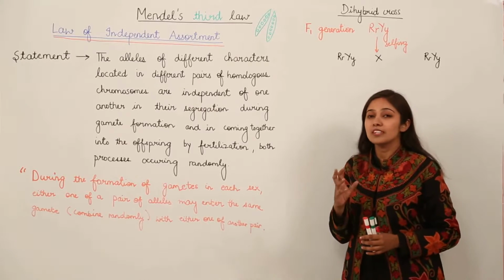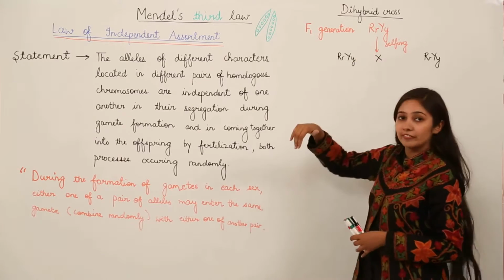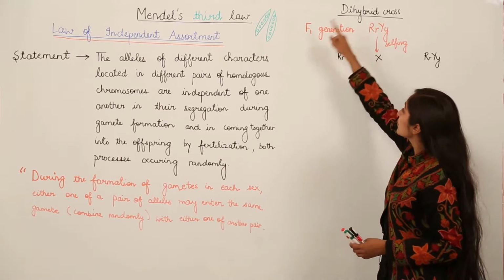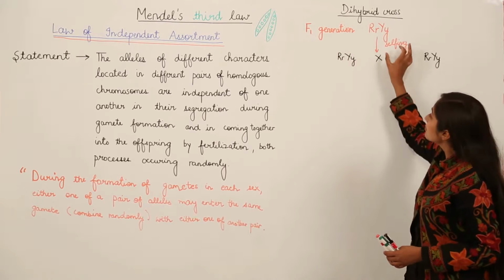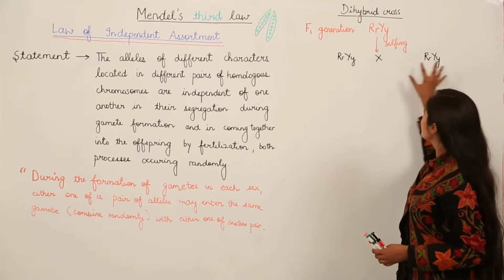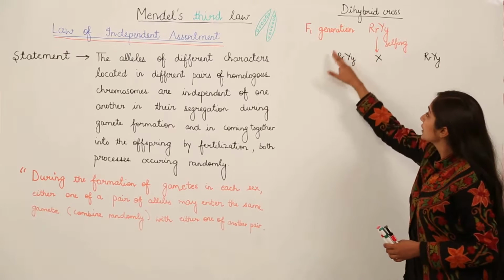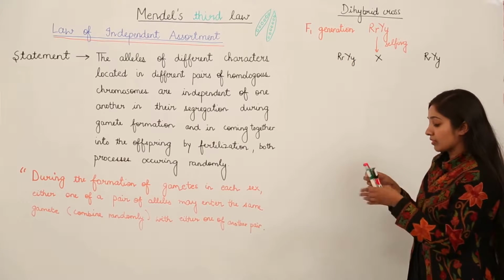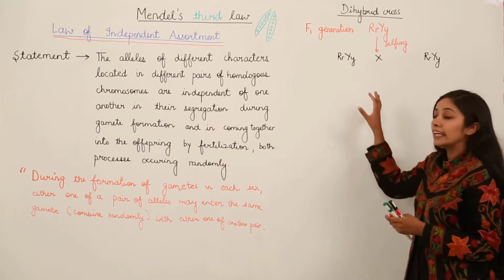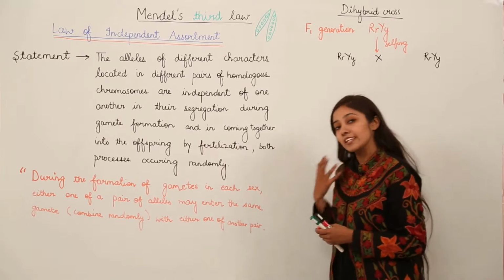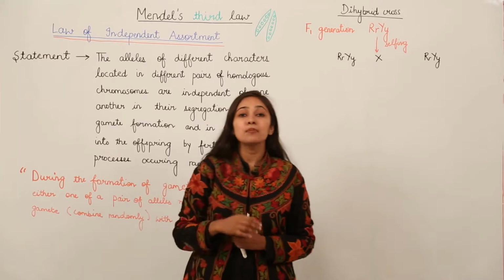So let's now come to the second generation. As I told you, in the F1 generation, Mendel did selfing. Selfing means he crossed the progeny with the same alleles. So we have the F1 progeny. Now we are going to work out what happens in the second generation. For that, we are going to make a Punnett square.